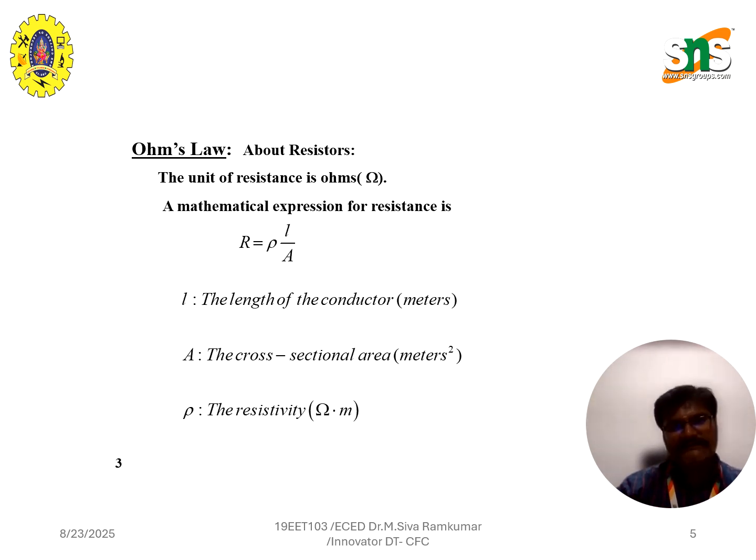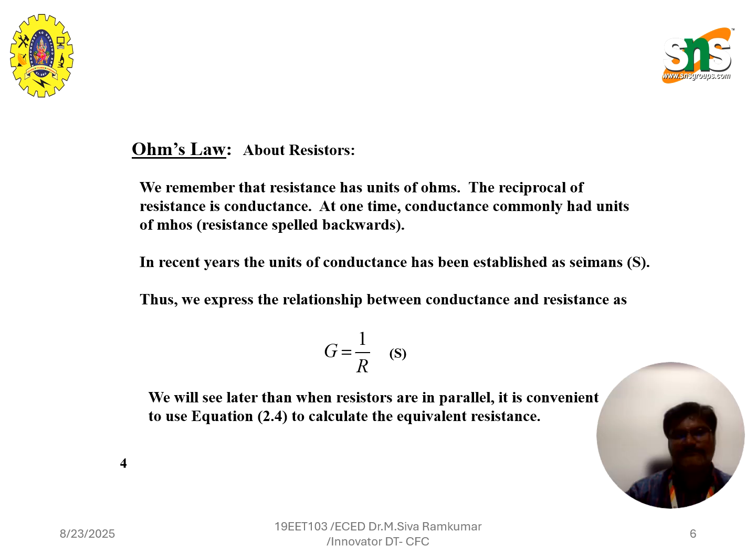Now, resistance is the property of a material that opposes the flow of electric current, and its unit is the ohm, defined as 1 volt per ampere. The formula is derived directly from Ohm's law: R equal to V by I. So a resistor of 1 ohm allows 1 ampere of current when 1 volt is applied across it.